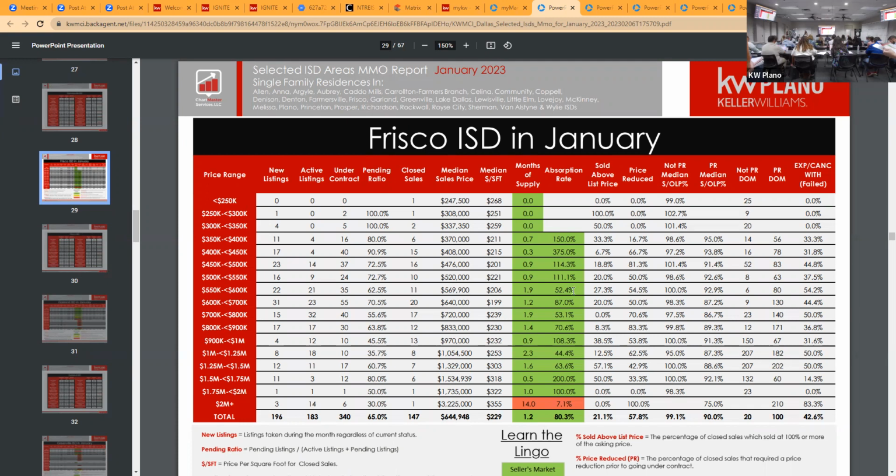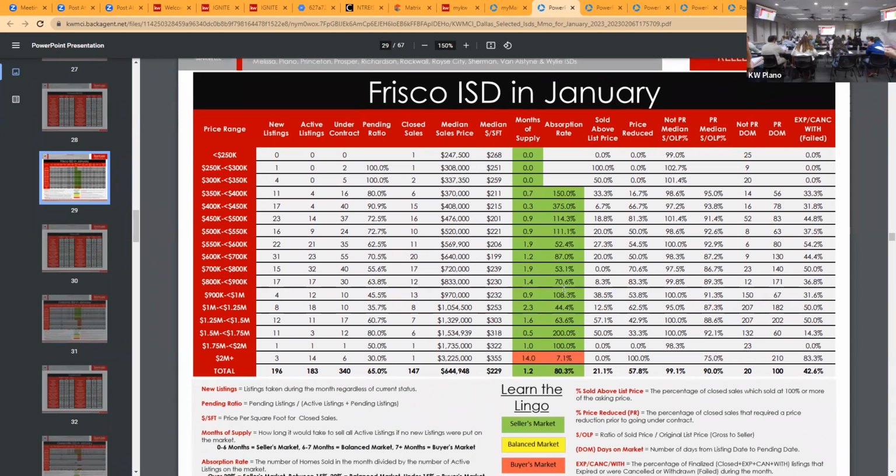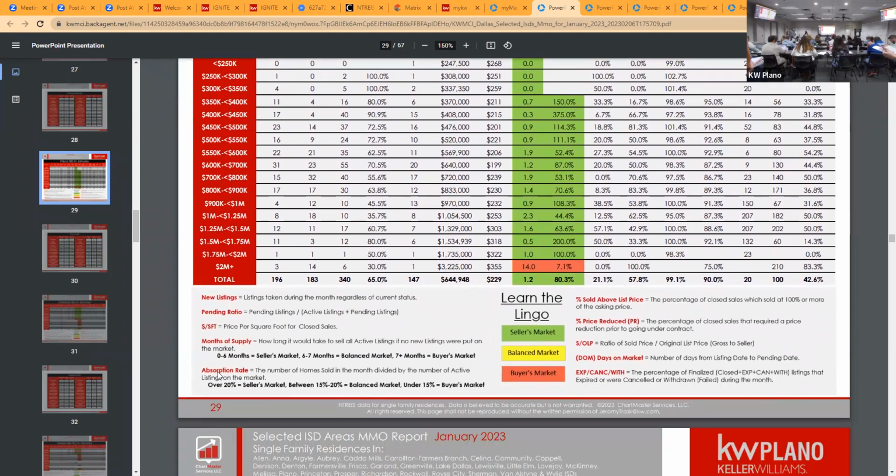Absorption rate. Okay. I'll be honest, I don't fully understand absorption rate, but the definition of how ChartMasters does it is down here at the bottom. So months of supply definition is right here, and then absorption rate is right below it. From what I understand, months of supply and absorption rate are calculated the same, but it gives you a different number. One's like a sell-through rate, and one is how much supply is left.